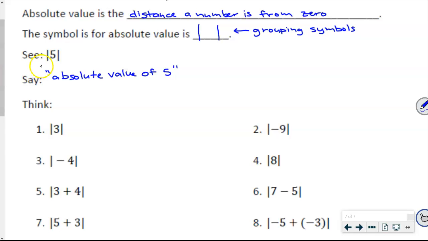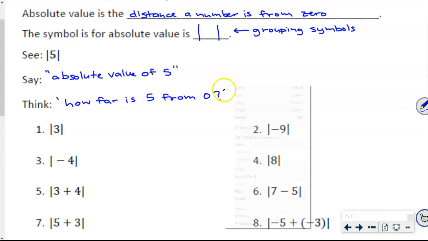And even though I see this and I say absolute value of 5, in my head I should be thinking, how far is 5 from 0? And how far away is 5 from 0? Well, it's 5 away.